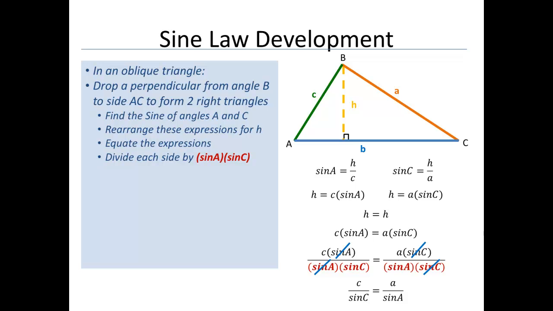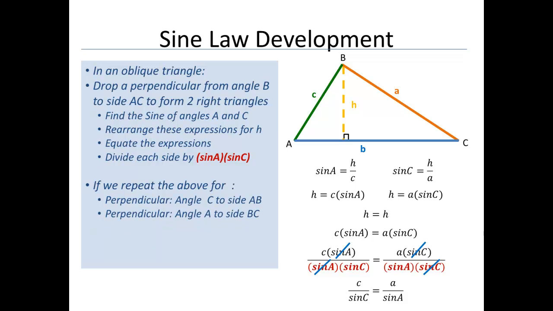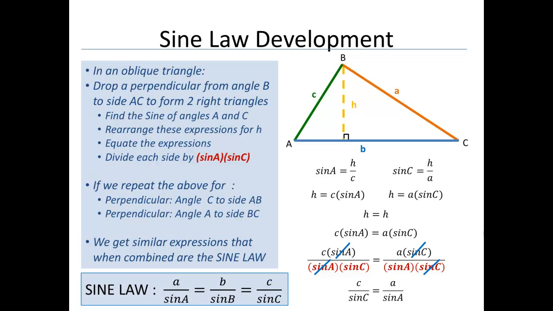What we could do, and I'm not going to bother doing that here because we've seen one illustration of it, is repeat all the above steps for taking the perpendicular from angle C to side AB, and then repeat it again from angle A to side BC. And we'd see that the third ratio would show up. So what we will see in the result of all this is that our sine law comes out to be a over sine A is b over sine B is c over sine C.